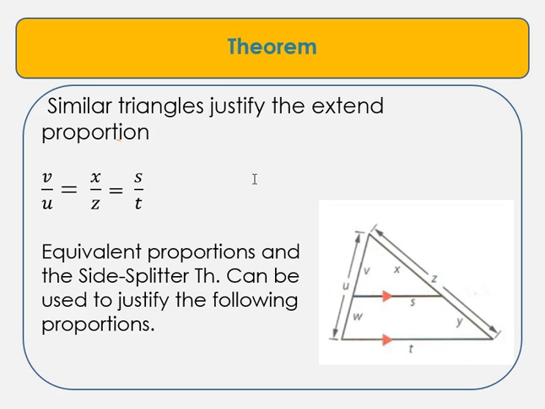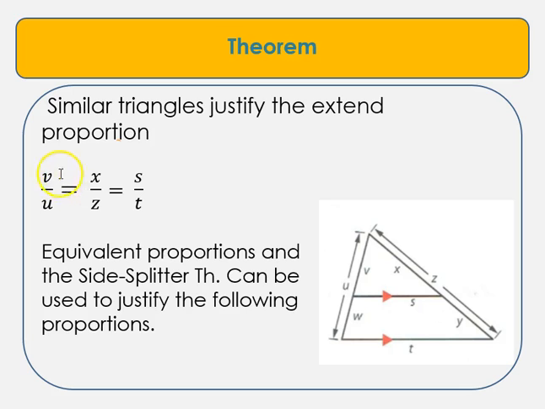Similar triangles justify the extended proportion, and now we've taken the same figure, but they just put variables in there. And this would probably be an easy way to keep the proportions in your notes so that you could work this. I would have a picture just like this to the right and have these proportions. So V is to U as X is to Z, and S is to T. So that's all 3 sides of the triangles.